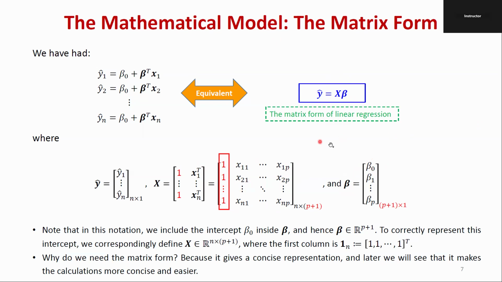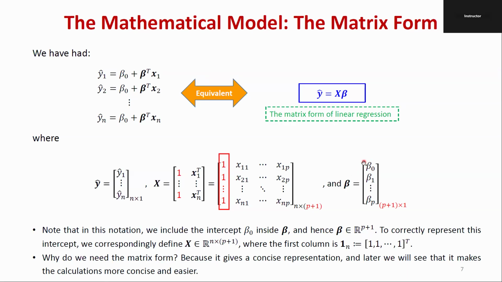Remember how to do a matrix multiplication? It's each row by each column, row by column, right? So if I write X beta in this way, the first row in the result would be 1 times beta 0 plus x11 times beta 1 plus x12 times beta 2, and so on, plus x1p times beta p. You see, which is exactly this form. And the second row, third row, all the same.